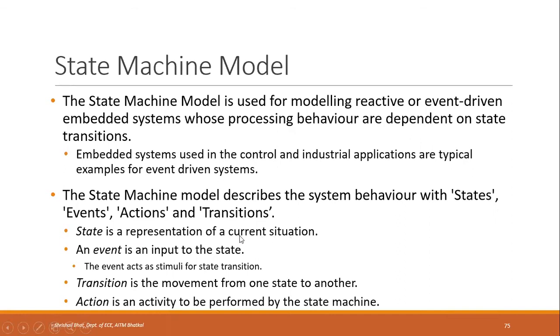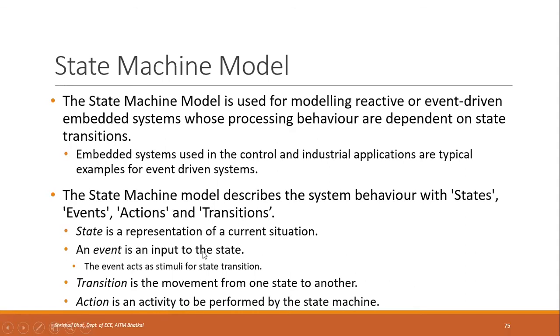It gives an idea of what the present or current situation is. Then an event is an input to the state. If a certain event happens, then the system will be moving from one state to the other. The change from one state to the other is called state transition.